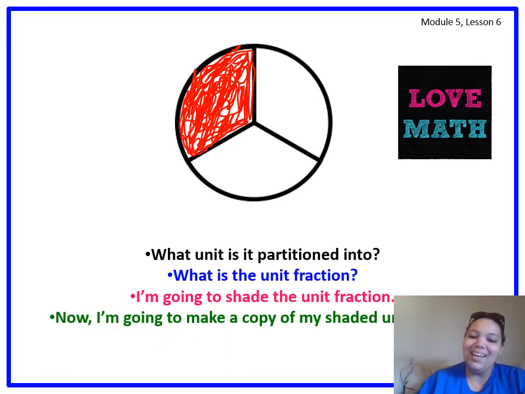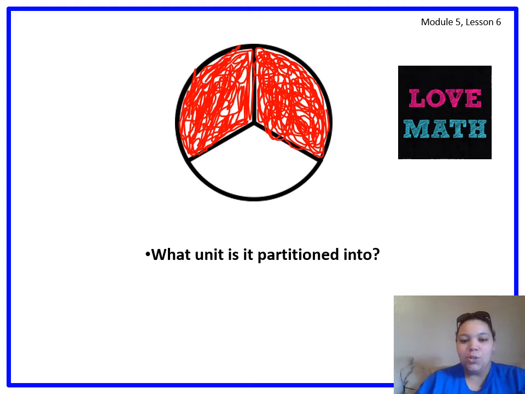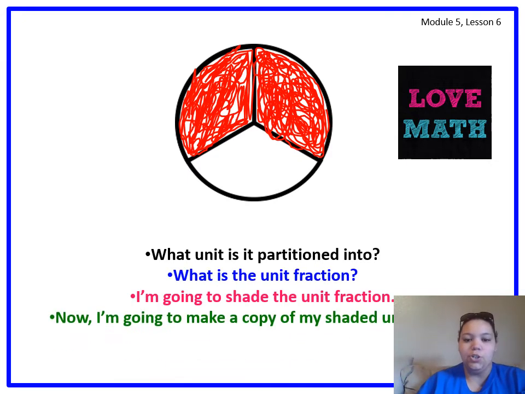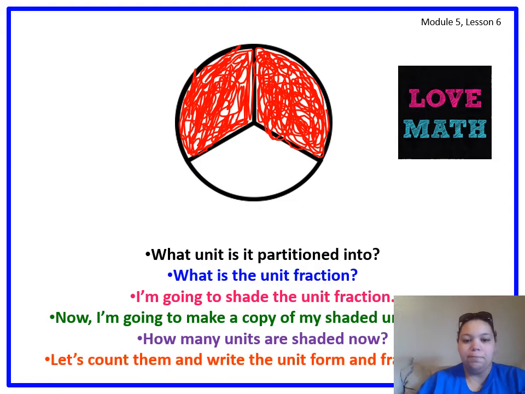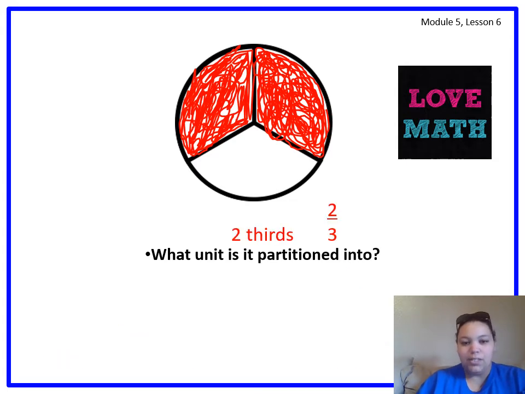Now I'm going to make a copy of my shaded unit fraction. So I'm going to take this and I'm going to copy it over there like this. Okay, so now I don't have 1/3 shaded. Let's count how many thirds are shaded. 1/3, 2/3. So we would say that 2/3 are shaded. Okay, so how we'd write that is just 2/3. In fraction form, we write that 2/3 to show us 2 out of 3 parts are shaded.